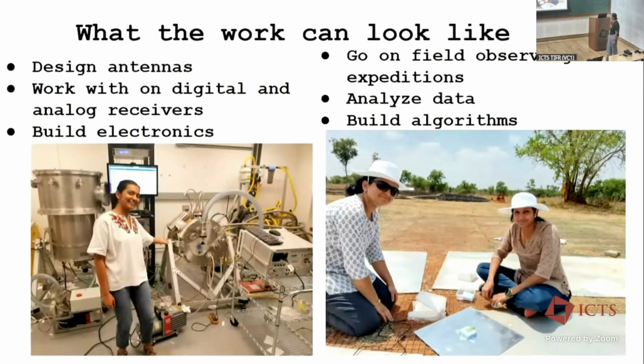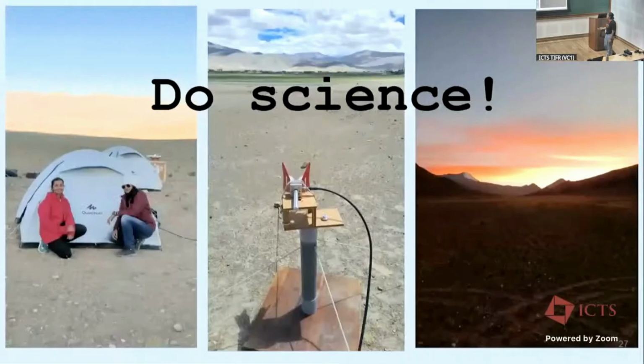What the work can look like is, the experiment side of things looks like designing antennas, working with digital and analog receivers, co-designing it with a team, because it always is a team effort in building these electronics. Finally, you get to go on field expeditions for observing, analyze data, build algorithms. Vishaka and Kirti here on a very, very hot day in Gauribidnu making some measurements. And at the end of the day, we're all doing this to get the science done. So I'll stop here and take any questions.